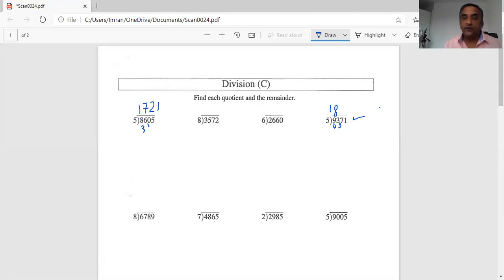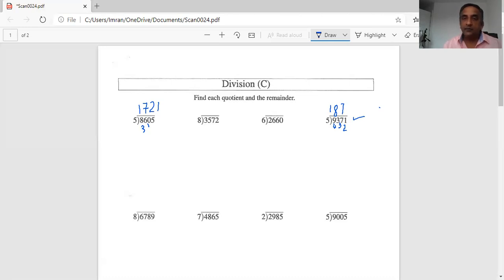So we know that 5 times 7 is 35. So we take away 35 from 37. So we get 2. So we'll write 2 in between 7 and 1. So now it's not 1 there anymore. It's 21. So 2 and 1 is 21.